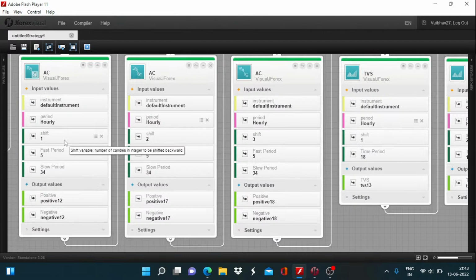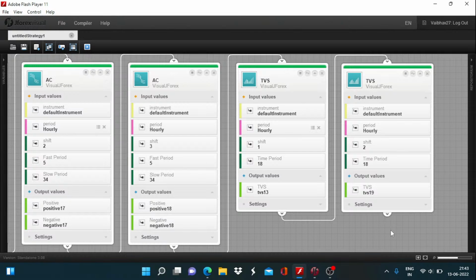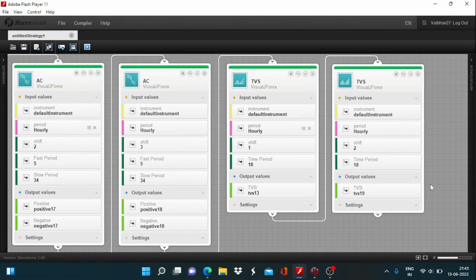We are not going to tinker with the fast period, slow period of the acceleration deceleration oscillator. And similarly, the time period for the calculation of the TVS is going to remain as per the default input parameter of 18. We will be simply changing this hourly candle period and the look back period of 1 and 2 respectively to consider the prior data.